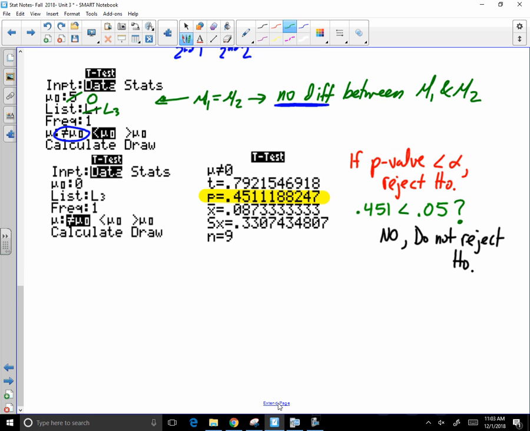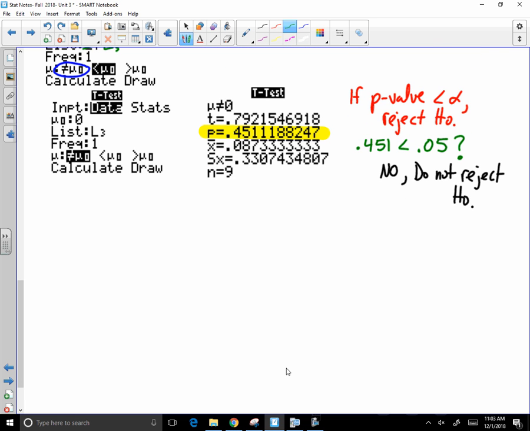So the alpha is 0.05, right? The significance level? Yeah.